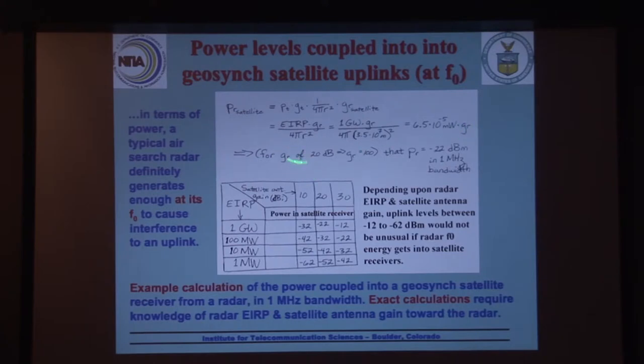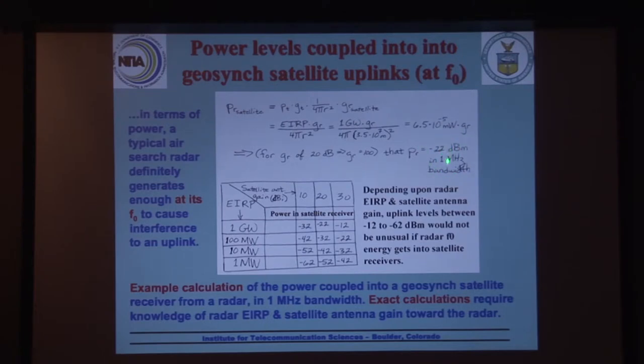So let's assume that the satellite antenna has a mere 20 dB of gain, which is a linear gain factor of 100. Well, that would mean that the received power in the satellite's receiver from this 1 gigawatt air search radar on your service at 22,000 miles away, almost a tenth of the distance to the moon, is minus 22 dBm in, we'll say, a 1 megahertz bandwidth. We'll assume that the radar has a 1 microsecond pulse width.